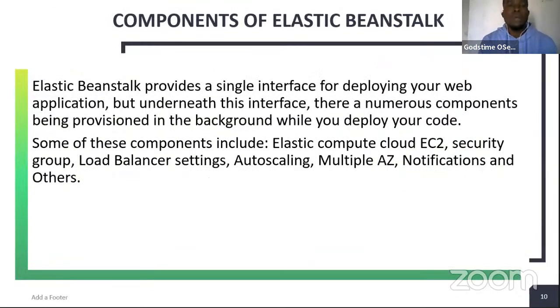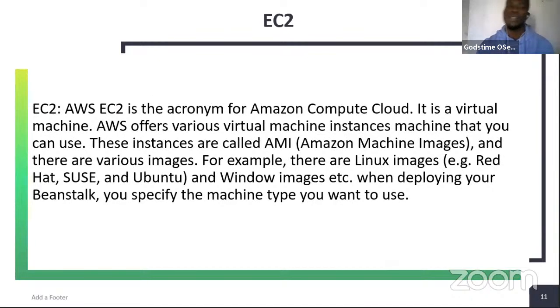So we'll talk about the components of Elastic Beanstalk. When you upload your code to Elastic Beanstalk, there are things it does underneath. Those are the core components of Elastic Beanstalk. It provides a single interface for deploying your web applications, but underneath this interface, there are numerous components being provisioned in the background while you deploy your code. Some of these components include the EC2 instance, load balancer, auto scaling group, VPC, and security group.